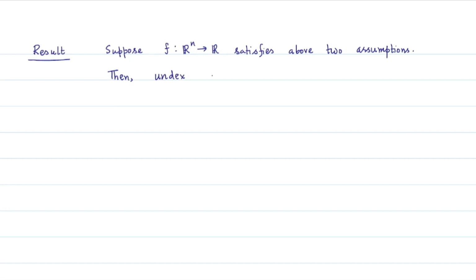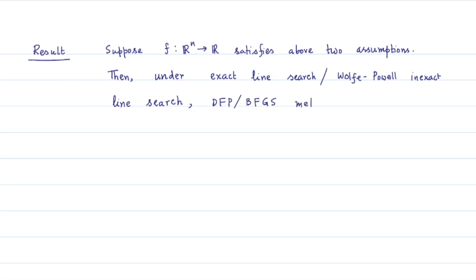That is, neatly, the global convergence result states that suppose the function f satisfies the above two assumptions, then under exact line search or by weak Wolfe condition or Wolfe-Powell inexact line search, the DFP or the BFGS method converges to x bar from any initial point x naught belonging to Rn.